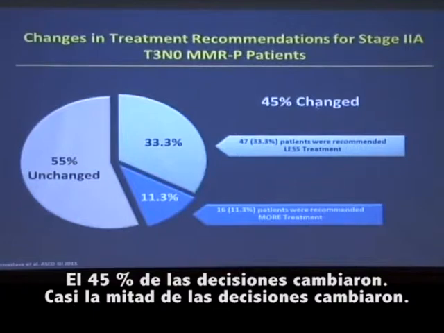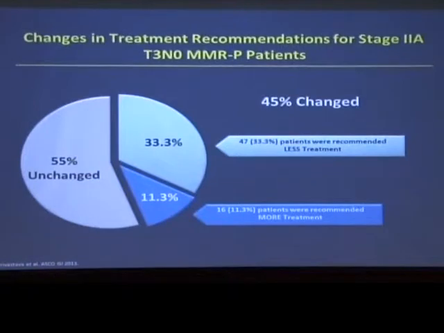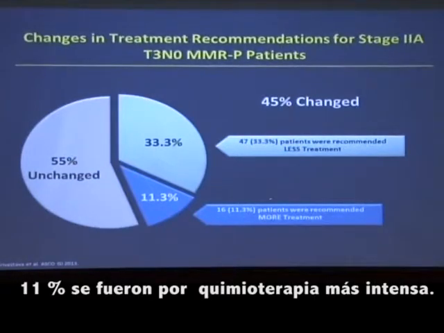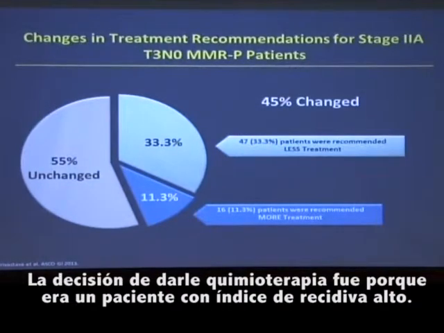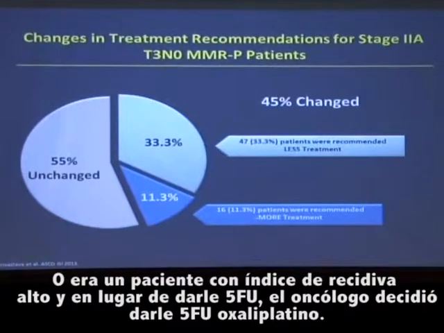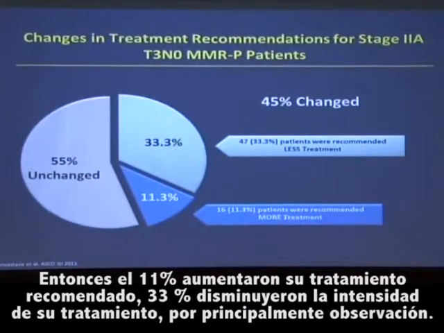45% of decisions were changed. Almost half of the decisions were changed. 33% were for less treatment, meaning observation, no chemotherapy. 11% were for more intense chemotherapy, okay? So maybe the patient was to be observed, and a decision was made to give them chemotherapy because they had a high recurrence score. Or they had a high recurrence score, and instead of just giving 5-FU, the oncologist decided to give 5-FU oxaliplatin, okay? So 11% increased their treatment recommendations. 33% lowered the intensity of their treatment, mainly observation.